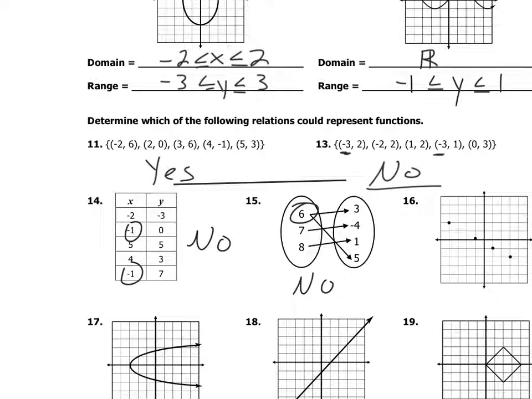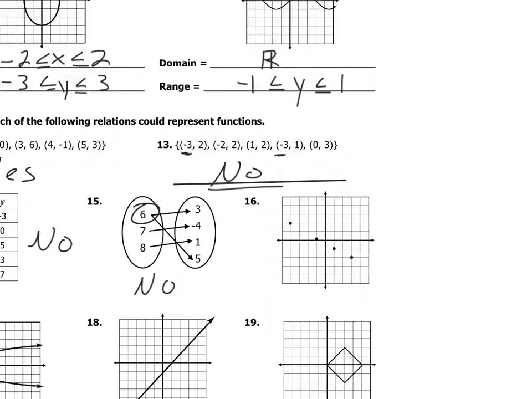16 is a graph, so we would do the vertical line test. I'll use a lightsaber instead of a vertical line. And if I have a lightsaber here, do I touch more than one point at any time on this graph? No, I do not. So because of the vertical line test, we know that yes, this is a function.